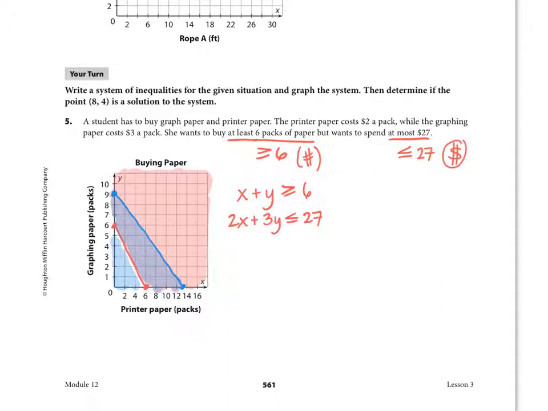So the student could buy, let's just go through all of these different scenarios here. Student could buy 0 packs of printer paper and 7 packs of graphing paper, right? That would be less than $27. The student could buy 6 packs of printer paper and 4 packs of graphing paper. That's that second point. The student could buy 6 packs of printer paper, 1 pack of graphing paper, or could buy 10 packs of printer paper and 1 pack of graphing paper.